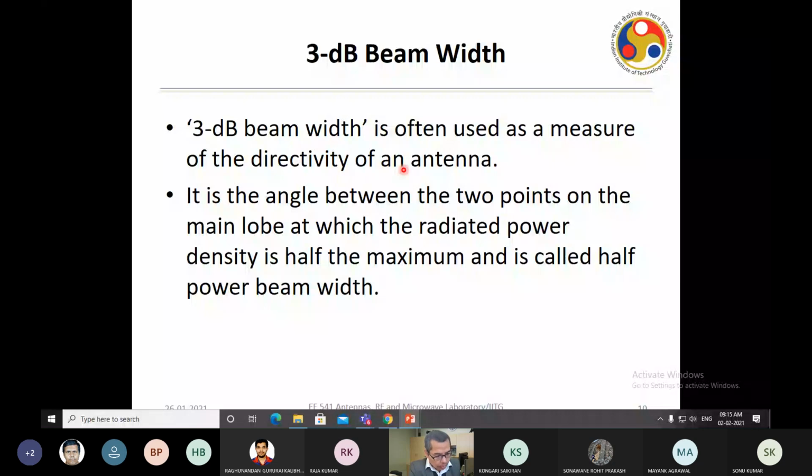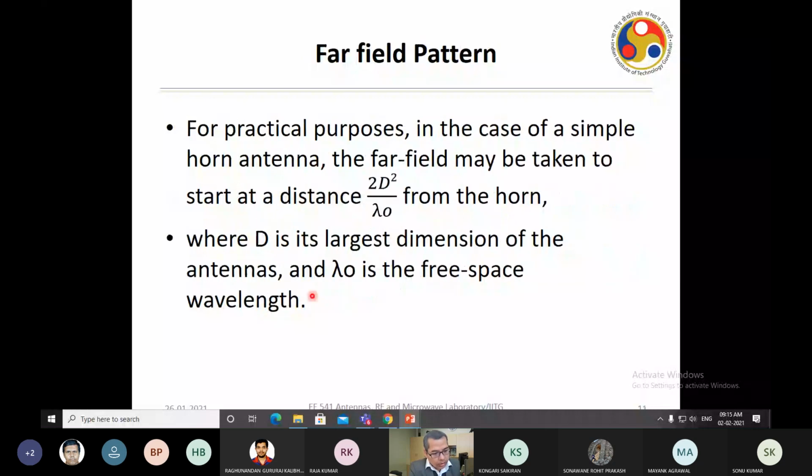I've already defined what the half power beamwidth is. And I have already told you that we are making measurements in the far field of the antenna. The far field of the antenna can be found from 2D squared by lambda. D is the maximum dimension of the antenna, and lambda is the wavelength at which you are making the measurement. So if you are moving away from the antenna to a distance of 2D squared by lambda, you are in the far field of the antenna. We'll make measurements in the far field.